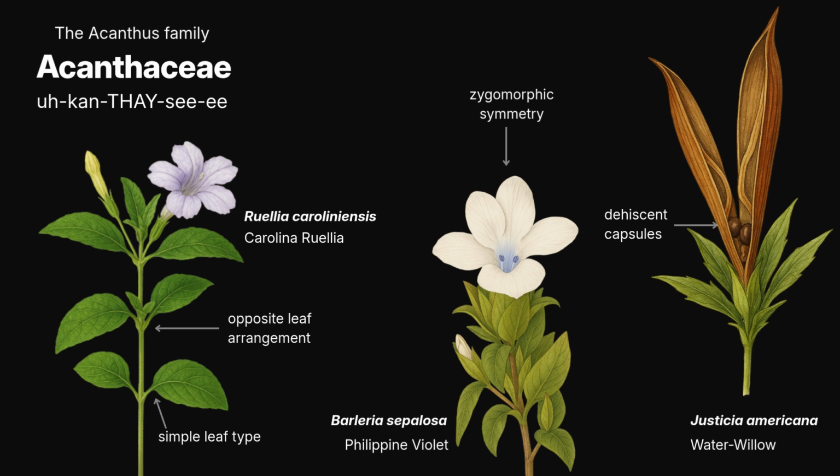Compare with Lamiaceae, which also has square stems and opposite leaves, but often features more strongly bilabiate corollas and schizocarpic fruits. Genera include Justicia, Ruellia, Thunbergia, and Aphelandra.